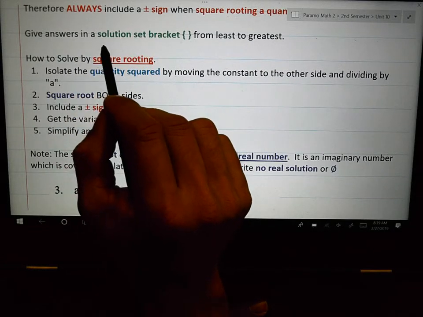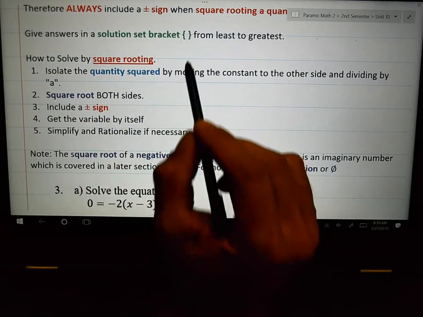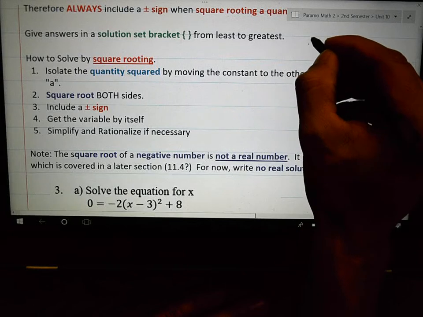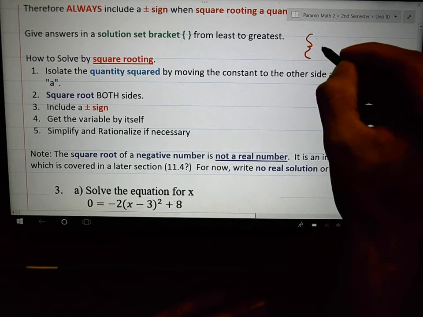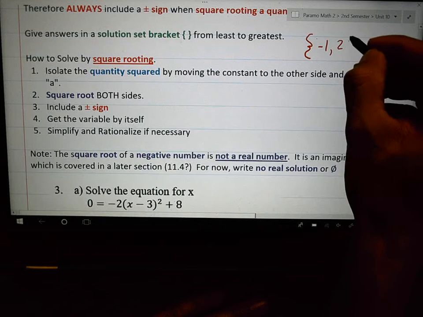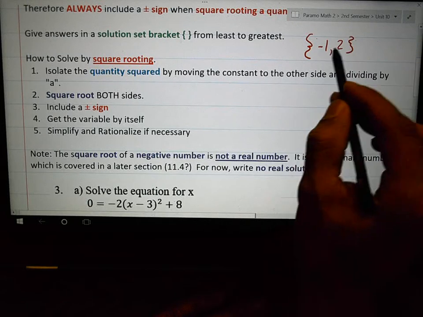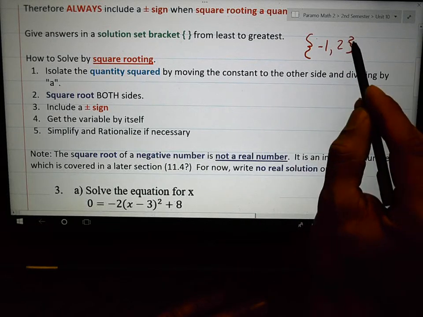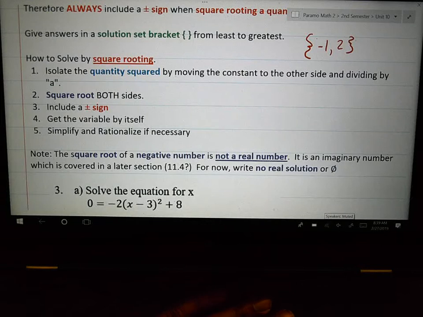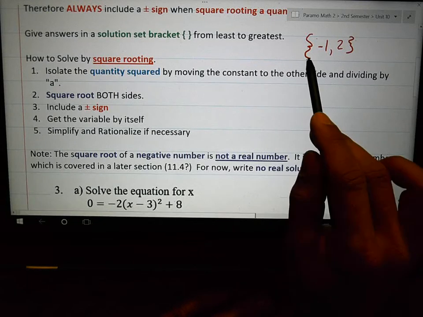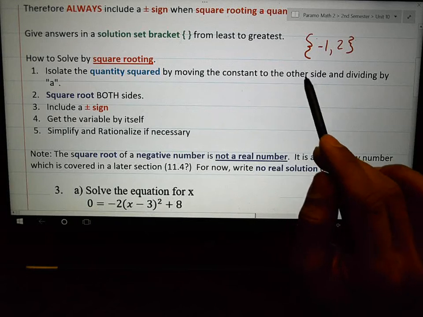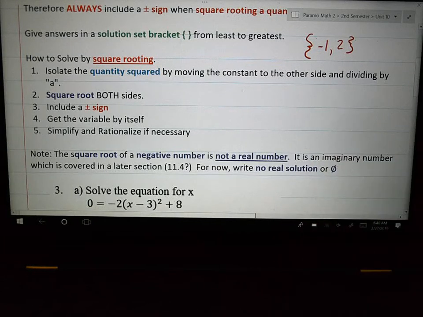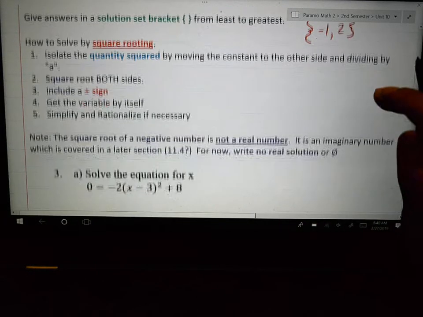When you give your answers, we're going to give our answers in a solution set bracket. That's these things. It means your answer is either this answer, -1 or 2, or both, -1 and 2. And we just make these nice curly brackets. They're called curly brackets or braces, believe it or not, like the thing on teeth. Curly brackets or curly braces. There you go. It has both names.